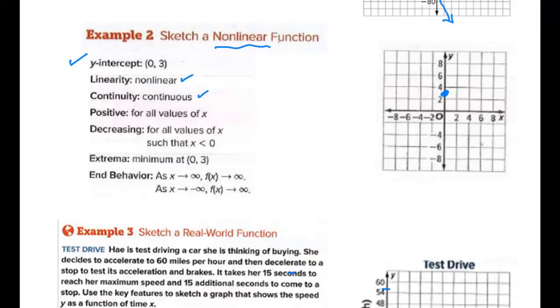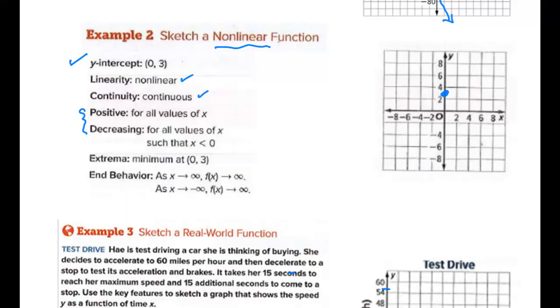Decreasing. Now, some of these, we can kind of look at those later. Extrema. It says it has a minimum at (0, 3). Well, that's the point we just did. If that's the minimum, what does that mean?